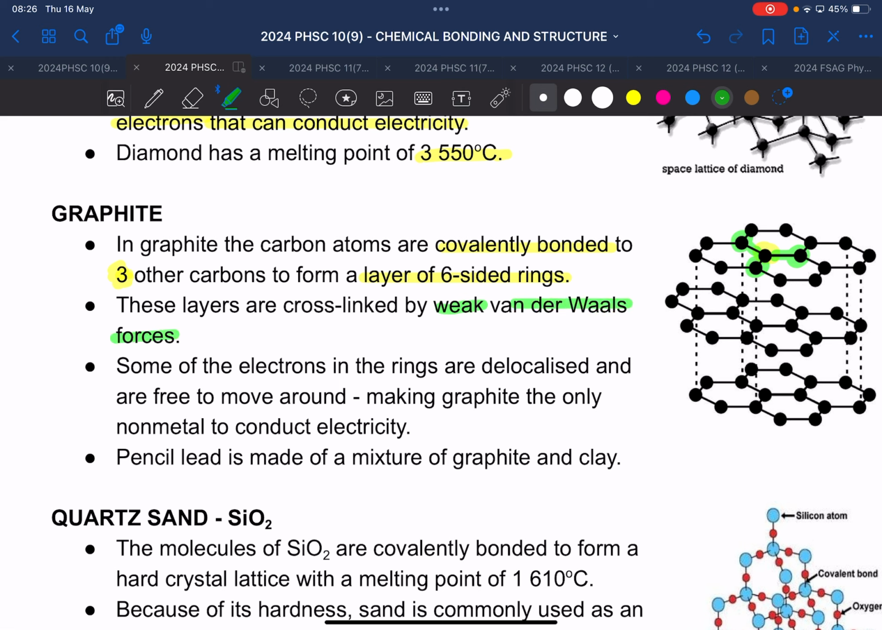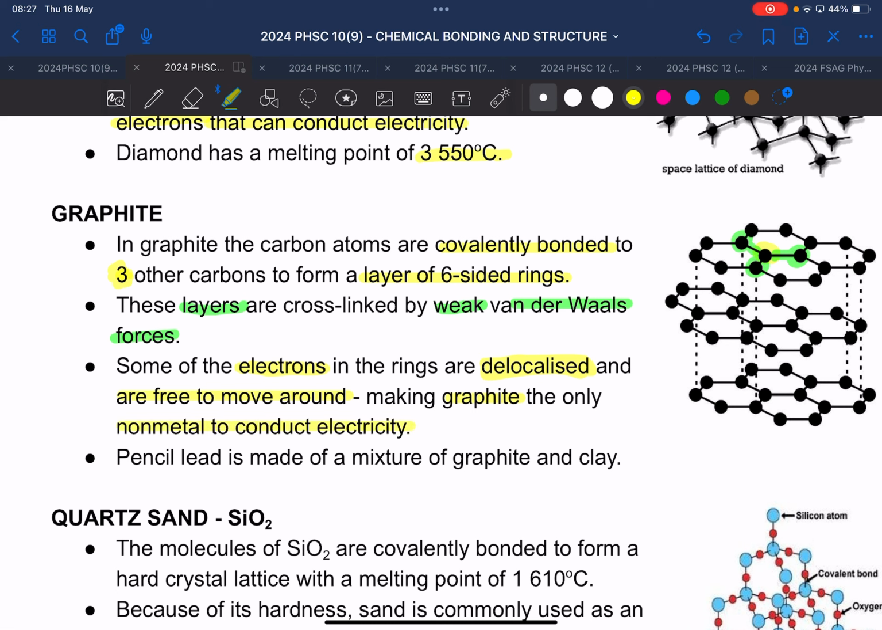Okay? Let me just go back to the yellow highlighter. Okay. So, some of the electrons in these rings are delocalized. What does delocalized mean? Yes, so it's going somewhere else other than the original carbon atom it comes from. So they are free to move around. Okay, this makes graphite the only non-metal to conduct electricity.